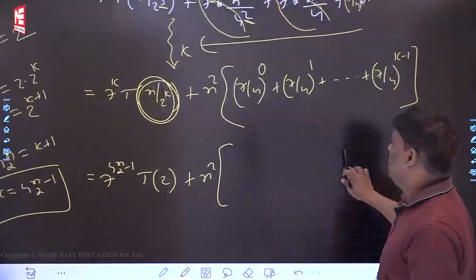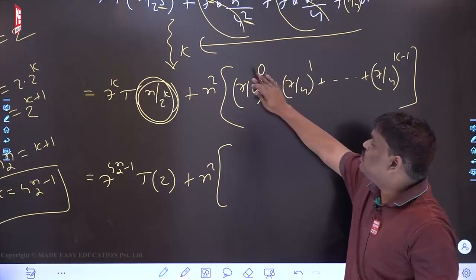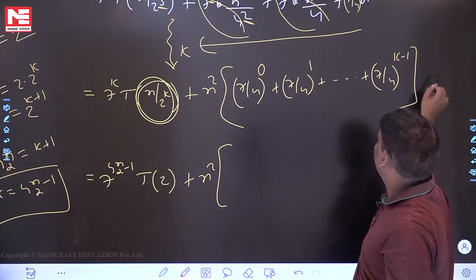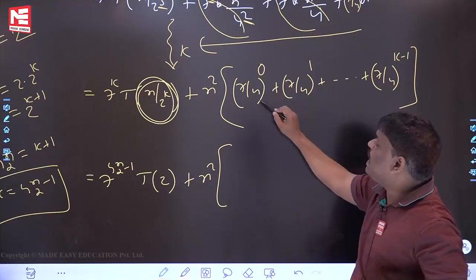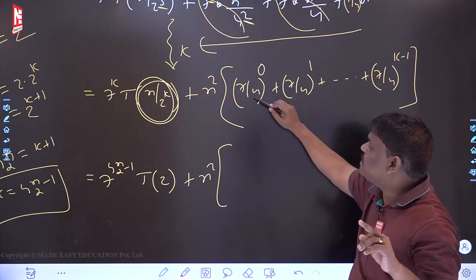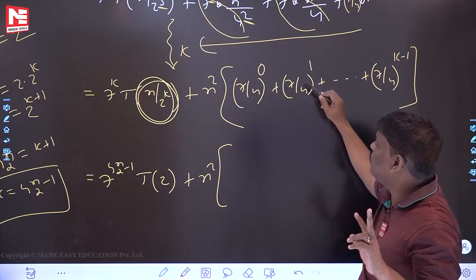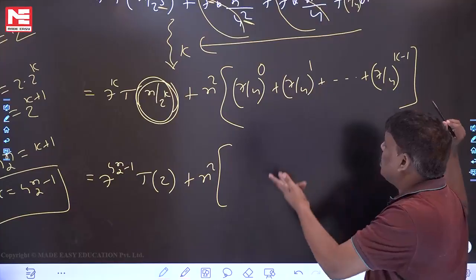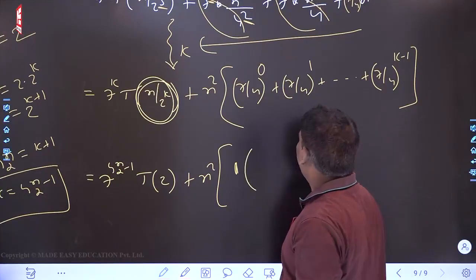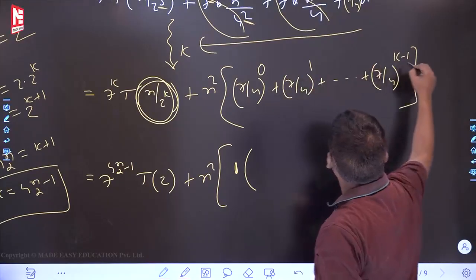Can you help me with one small line now? See, it is power 0, power 1, square, cube, everything in GP. It is the GP. In this GP, what is the R value? 7/4. Is it less than 1 or more than 1? It is more than 1, right? R value is more than 1. That formula, what is the answer? A into... Can you see how many terms are there? 0 to k minus 1.